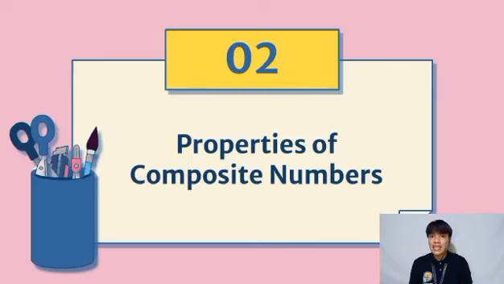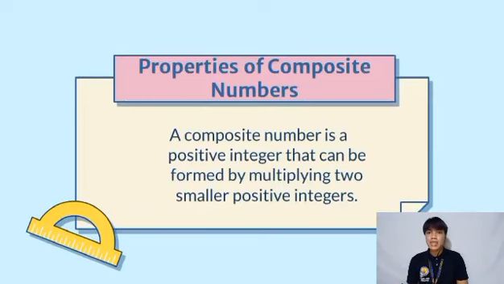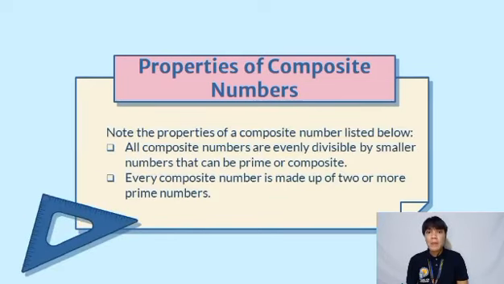For the properties of composite numbers, a composite number is a positive integer that can be formed by multiplying two smaller positive integers. Note the properties of a composite number listed below. All composite numbers are evenly divisible by smaller numbers that can be prime or composite. Every composite number is made up of 2 or more prime numbers.